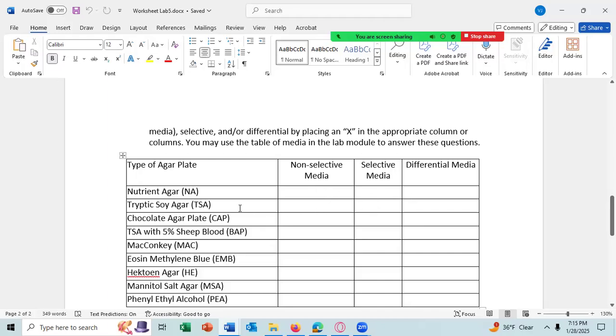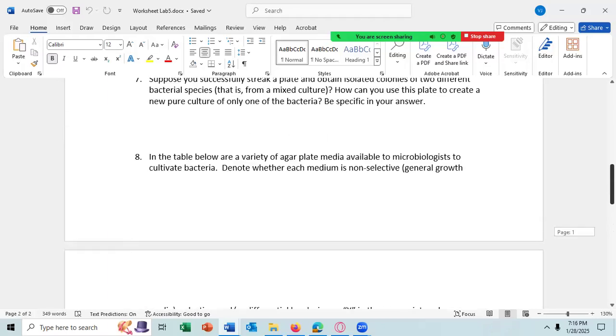For TSA, do the same. For CAP, that's chocolate agar, do the same. For BAP or blood agar, do the same. MacConkey's, EMB, and HE, do the same. Mark whether it's non-selective, selective, or differential. For MSA, do the same. And then for PEA, do the same. Any question about number 8?